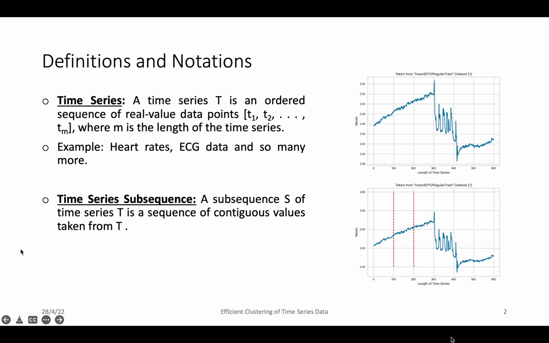To start with a few definitions and notations, what do we mean by a time series? A time series is an ordered sequence of real valued data points. As an example here, the important thing to note is that this is one time series, and in the dataset we will have multiple ones like this. A very good example can be a heart rate database, which is a time series, and the time series subsequence is a chunk of the time series that is taken from it, like the one we can see between these two red lines.